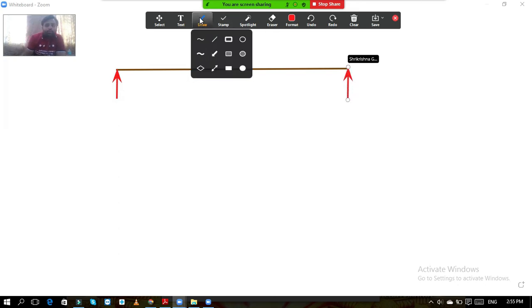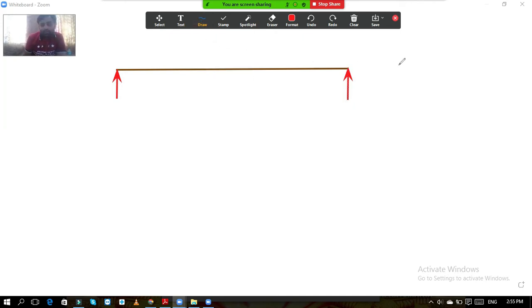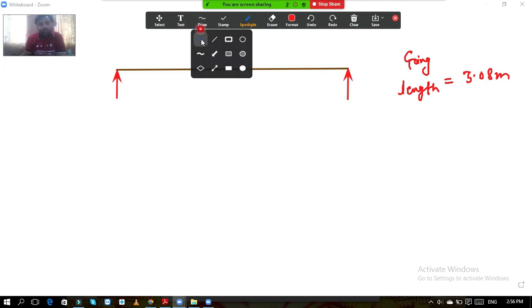And now I will plot the going length. Going length will be at the center. So what is our going length now? If you see, going length, what we have calculated, this going length is equal to 3.08 meter. Now if I consider the center point, then what is the value? 3.08 divided by 2, it works out to be 1.54. So from the center 1.54 to right hand side, from the center 1.54 to left hand side. That I will mark first.